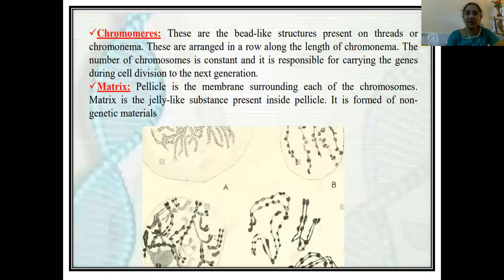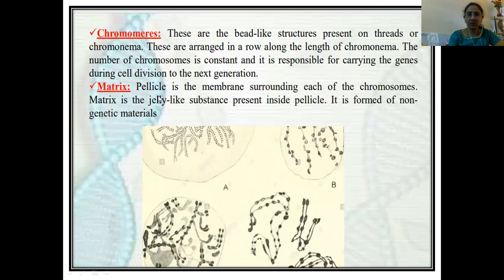Now, what are chromomeres? These are bead-like structures present on the threads, or the chromonema. As I told you, these are the bead-like structures present on the thread. The thread is the chromosome or the DNA, and these beads are the chromomeres. The number of chromosomes is constant and they are responsible for carrying the genes. Each organism has a fixed number of chromosomes. Humans have 46 as the diploid chromosome number, rice has 24. So for each organism, the number of chromosomes is always constant.